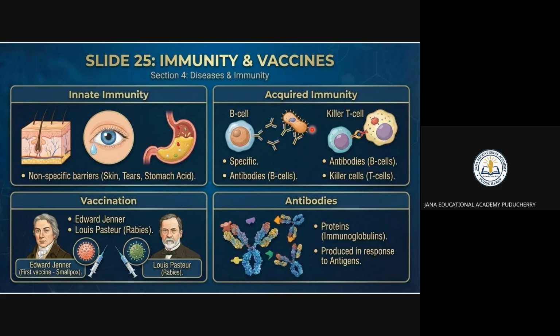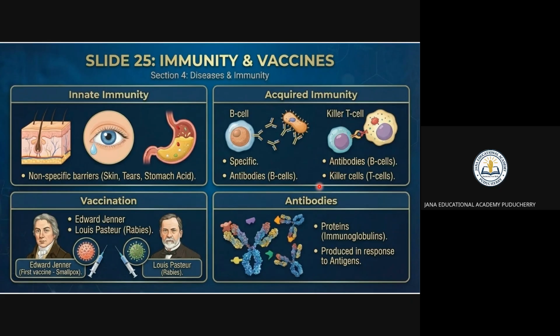Suppose the fever continues for 1 week, what happens? You go to the doctor and get a vaccination. That is nothing but the artificial immunity. You are going to create some artificial antibodies. You can see that antibodies are there. The body produces its own antibodies, and they go to the killer T cells. This is nothing but the acquired immunity.